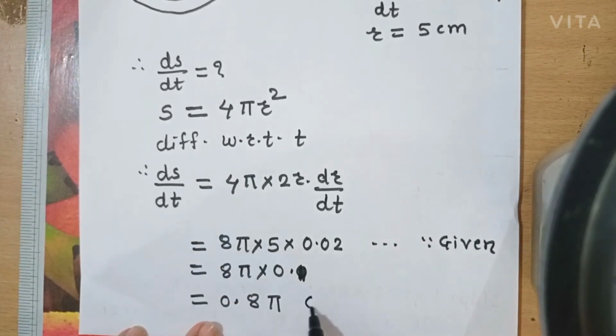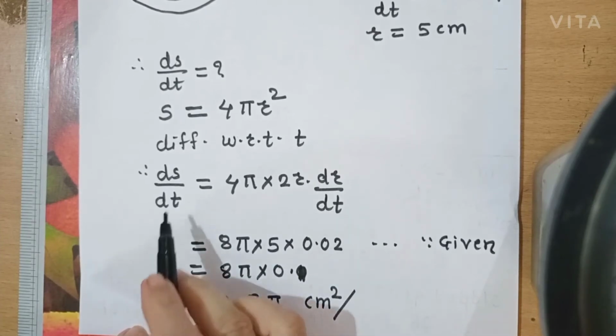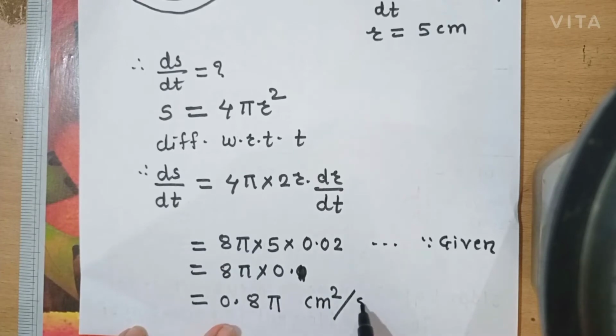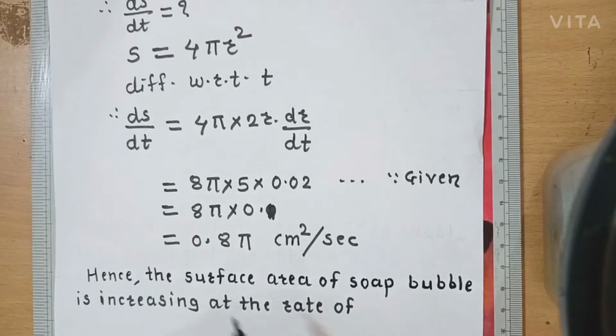Now write down unit. For surface area it is centimeter square, and in the denominator time is there, so we will write here second. Hence the last statement: the surface area of soap bubble is increasing at the rate of 0.8 pi centimeter square per second.